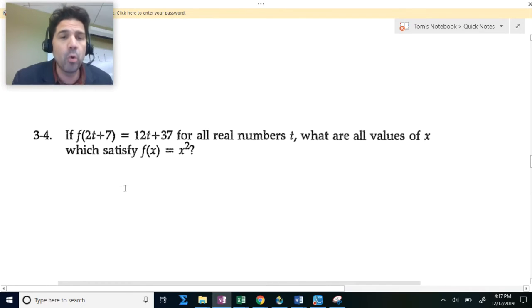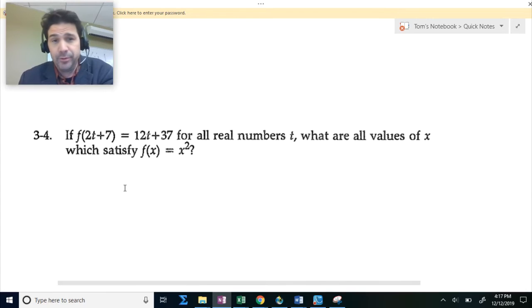For the number 4, you're dealing with function notation. You've got this beautiful function here, all real numbers. That means we're basically working with everything except for imaginaries. Don't worry about that. Sometimes you get a lot of words here that you don't need to pay that close attention to. And all values of x which satisfy f of x equals x squared. So let's try and substitute x in for 2t plus 7. You might be like, well, how do I do that? Well, you set x equal to 2t plus 7.